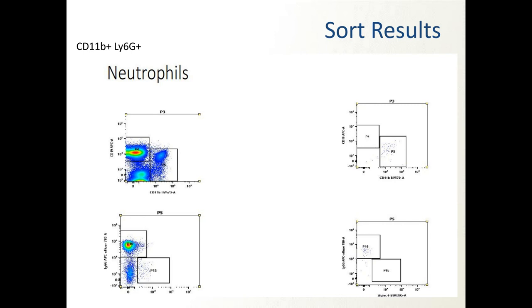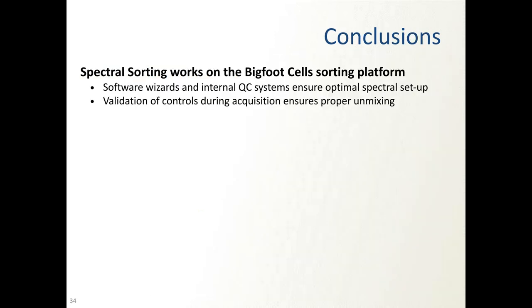So I want to come back to where we're at so far. Some of the conclusions are really basic. Spectral sorting on the Bigfoot works. The workflow works really well, and the validation of the controls while you're running them on the system keeps you from getting yourself in a weird place. It ensures that your color choice and your controls allow for proper unmixing. So there's a built-in QC in the system.